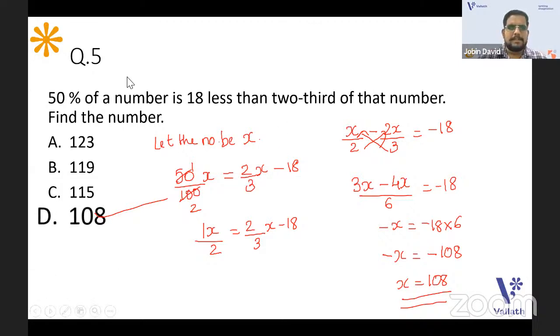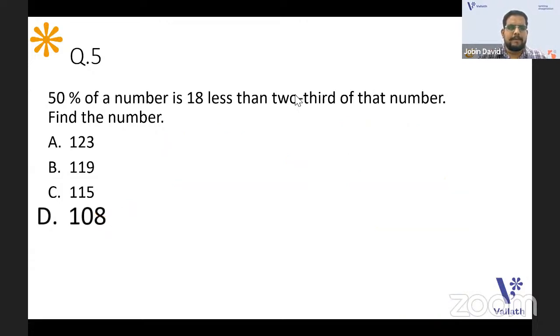So this is how you form the equation and then solve it. It's very easy. Clear, guys? So that is the explanation of that question. Moving to the next part.